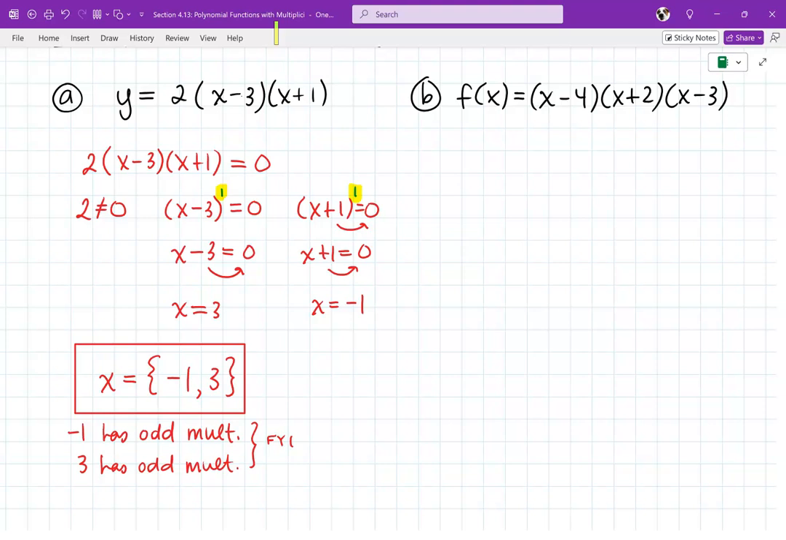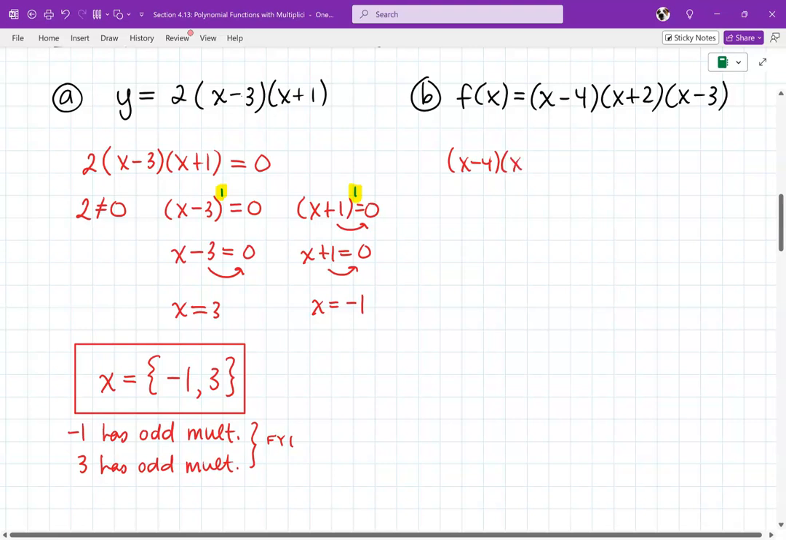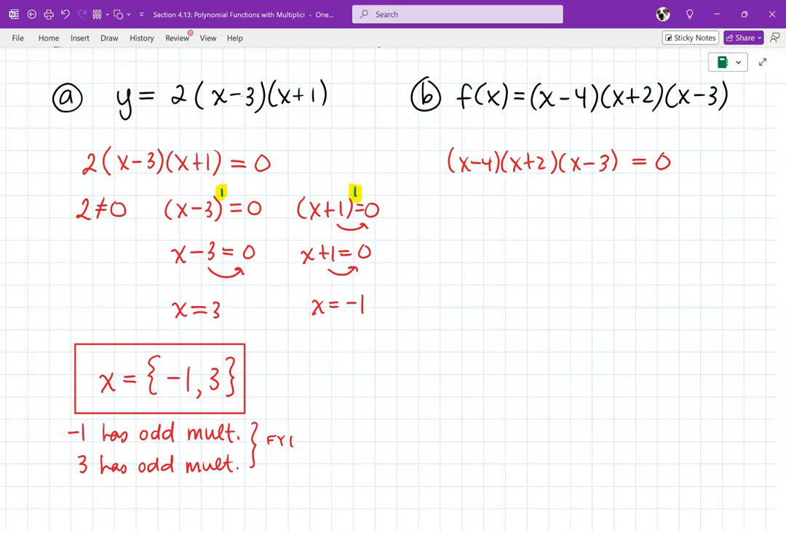So, was this hard to solve? No, it's already factored for me, right? That's the hard part, is factoring. So it's already factored for me, so I can just solve it really quickly, and then I'm done. So look at the next one. I'm going to set this equal to 0, so I'm going to put x minus 4 times x plus 2 times x minus 3 equals 0. Okay, and then I'm going to split them up. So x minus 4 equals 0, x plus 2 equals 0, x minus 3 equals 0.